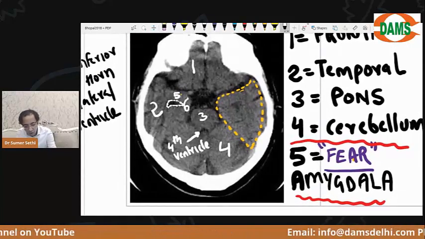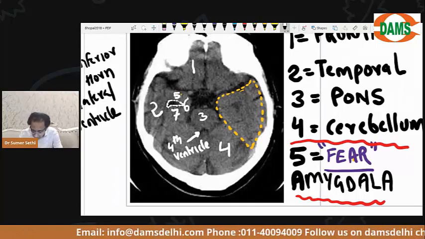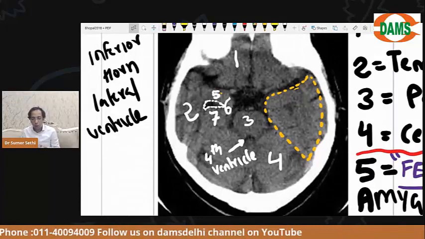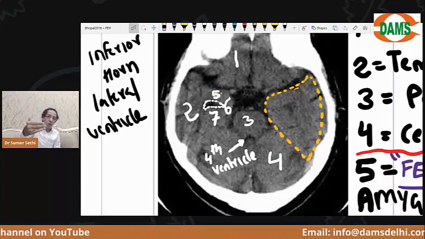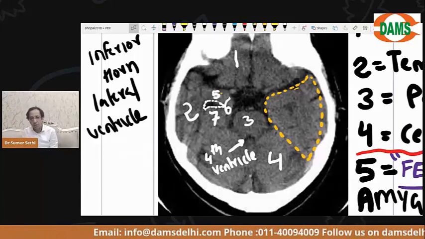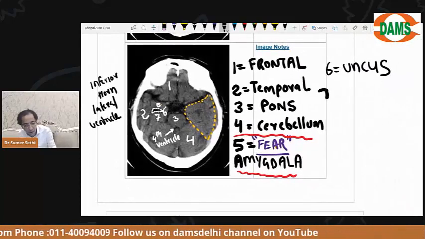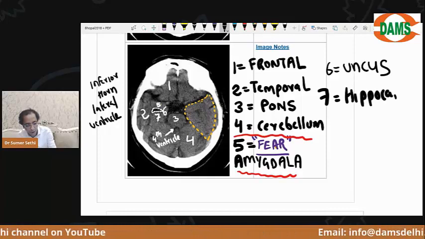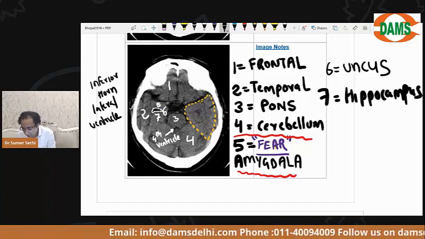Let's see now if you can identify the area marked as number 7. Area marked as number 7 is the part of mesial temporal lobe located posterior to the inferior horn. Behind the inferior horn, in the medial part of the temporal lobe, posteriorly located, number 7. What would be number 7? So number 7 here is hippocampus. Number 7 here is hippocampus.